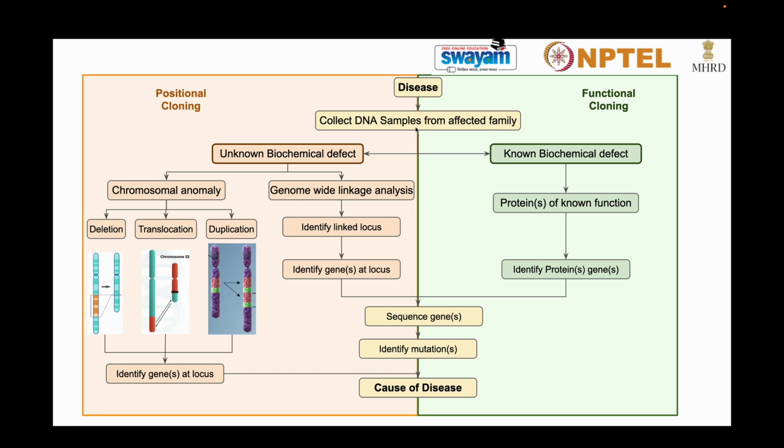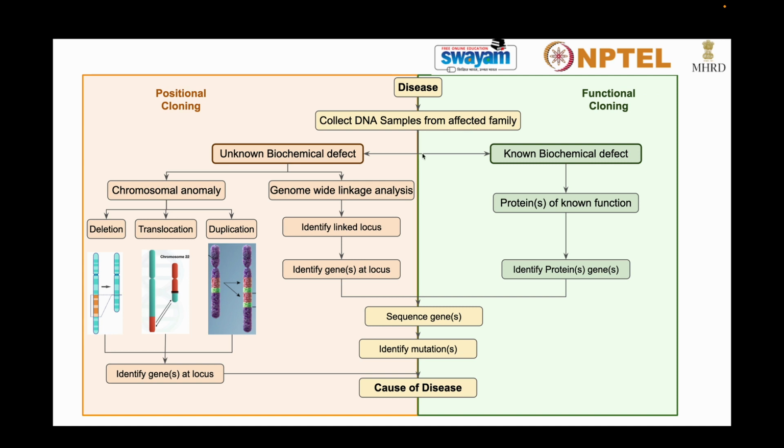Firstly, we will be collecting the DNA samples from the affected family. Now, if that particular biochemical defect is known for a particular disease, then we'll be going for the functional cloning, because we know what the biochemical defect is. So firstly, let's look into the functional cloning side.